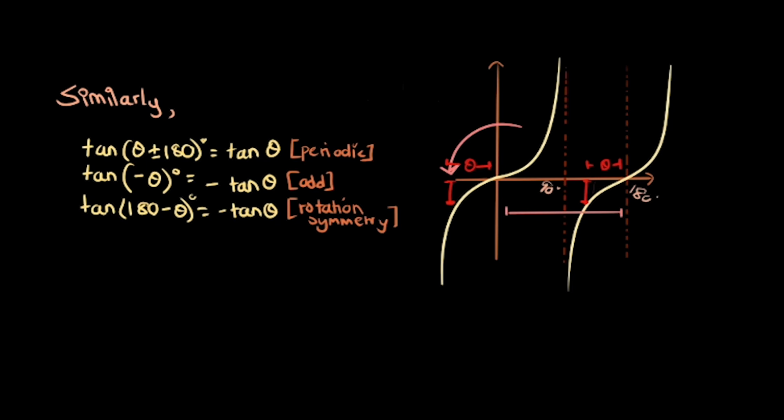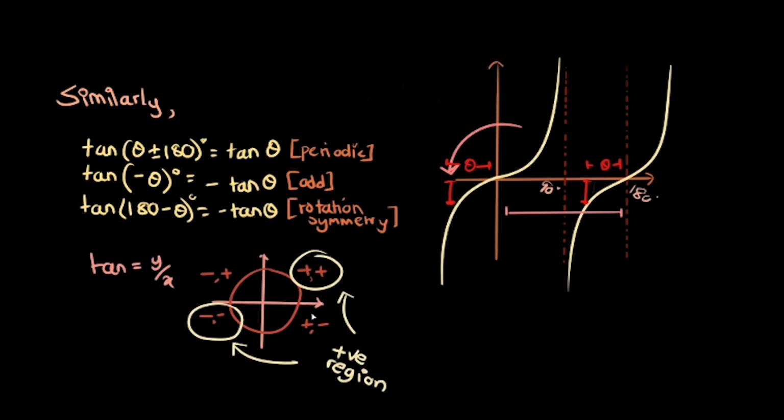Note that tan theta has a period of 180 degrees. It follows the odd property similar to the sine graph. Since it involves both x and y, the positive regions lie in the first and also the third quadrant, where the negative signs cross each other out.